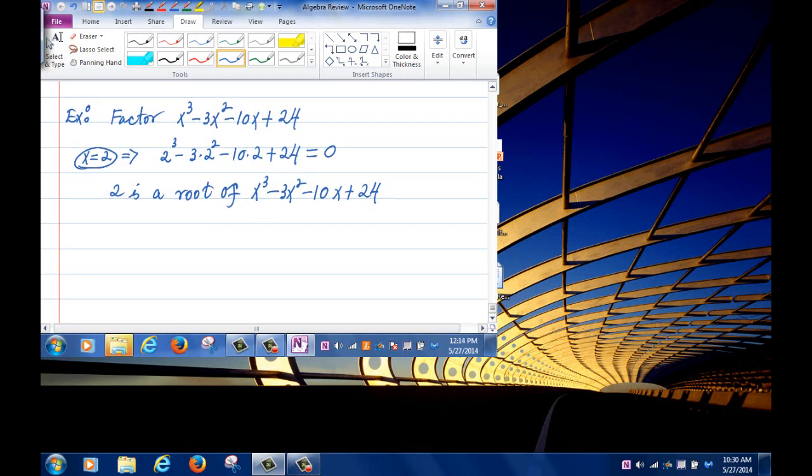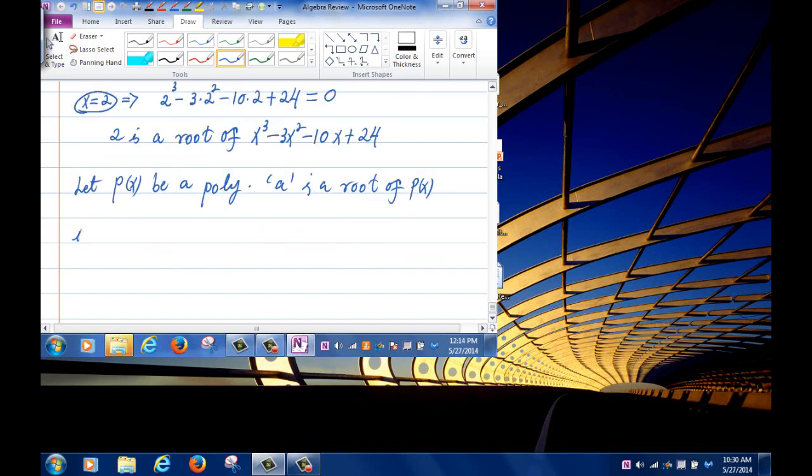Now, whenever you have a polynomial and the polynomial has a root, right? Then I can say, let me write it down actually, in fact. So let's say, generally, let p of x be a polynomial, okay? a is a root of p of x if p of a is equal to 0. So in the polynomial, if you replace x by a, you get 0. So then a is called a root, okay?